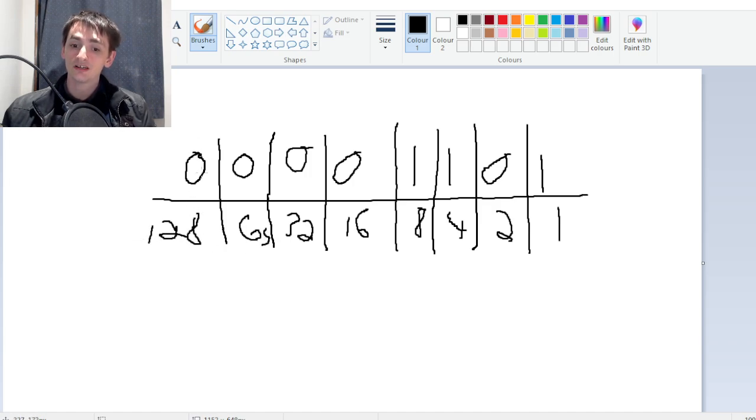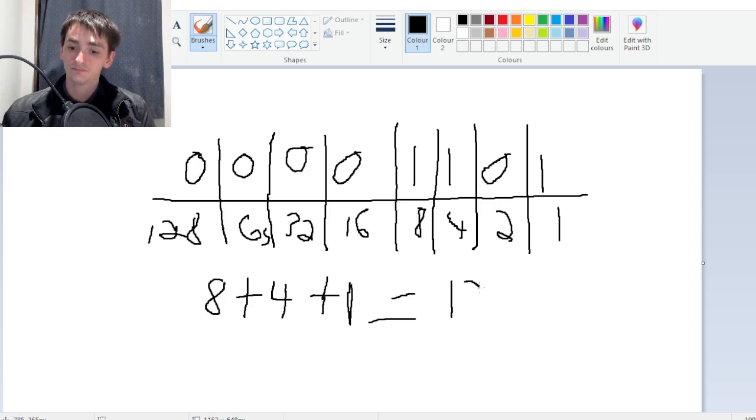So we can see that that's been checked as off, so that's not 128. 64 has been checked off, so not 64. You see that 32 has been checked off, so no 32 in there. 16 has been set off, but we have 8, 4, and 1. So I need to go 8 plus 4 plus 1. So 12, 13 is the value of that byte.